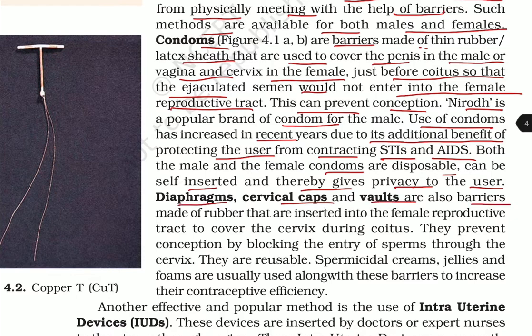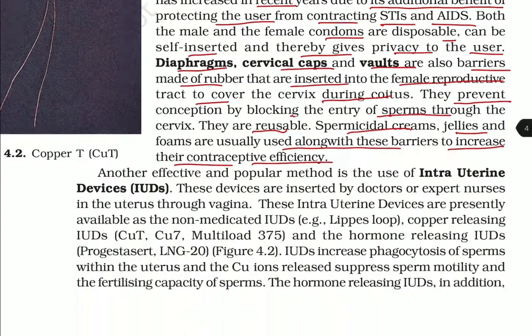Diaphragms, cervical caps, and vaults are also barriers made up of rubber that are inserted into the female reproductive tract and cover the cervix during coitus. They prevent conception by blocking the entry of sperms through the cervix. They are reusable. Spermicidal creams, jellies, and foams are usually used along with these barriers to increase their contraceptive efficiency.